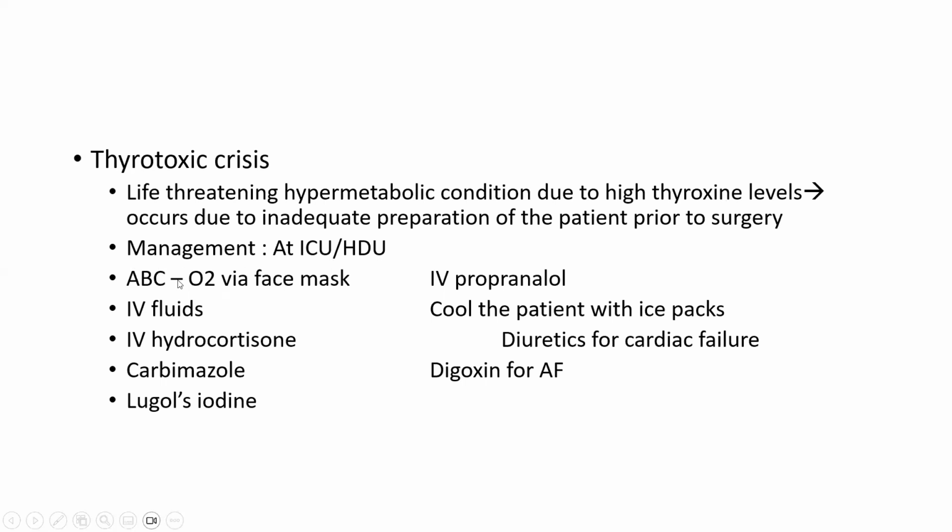Resuscitate, assess airway, breathing, circulation, give oxygen via face mask, give IV fluids, IV hydrocortisone, carbimazole, glucose, iodine, IV propranolol. Basically, give the antithyroid agents, carbimazole with hydrocortisone, propranolol, and iodine to reduce the vascularity. You can cool the patient with ice packs. If the patient develops heart failure, you can use diuretics. If there's atrial fibrillation, you can give digoxin.